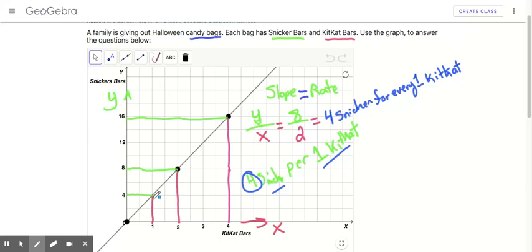And again, you could have seen this from the graph if you just said, oh, I know I have 1 Kit Kat bar, so the graph shows me that I have 4 Snickers bars here. But if you didn't have this information, then you would need to figure it out a different way. You can always use your slope, your rate, to figure that out. Remember, it's just y over x. So we do that division, and when we divide here, it gives us our unit rate, which is always per 1. It'll tell you what it is.